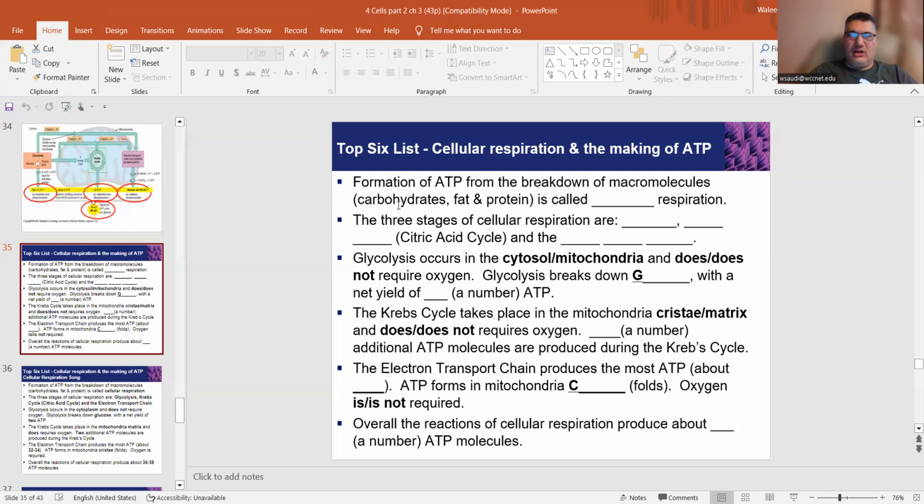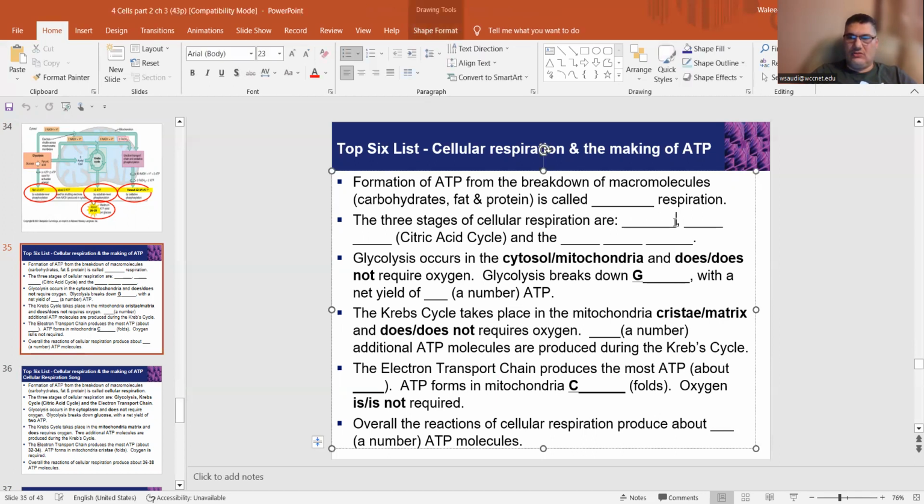The formation of ATP by the breakdown of macromolecules is called cellular respiration. There are 3 stages. If you're following, what's the first stage of the 3? Glycolysis. The next one is called Krebs or citric acid cycle, and the last one is the electron transport chain. Exactly.